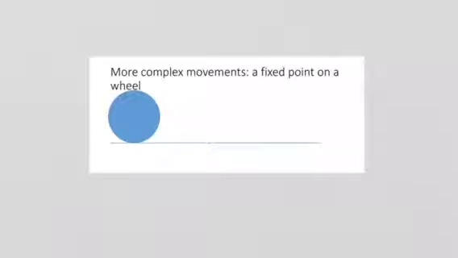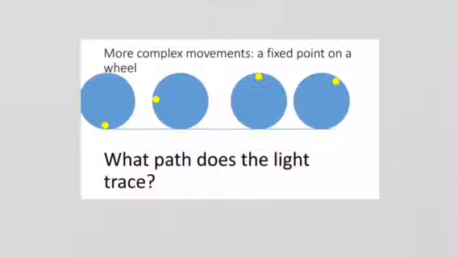So now we're going to get into more complex movements. So we're going to take a fixed point on a wheel. You can picture it as being like a bike light, right? A bike light that is attached to the bottom of the wheel. And the wheel is going to be moving, and the light's going to move with it. And I'm sure that you know that if I was presenting a real PowerPoint, of course I would have a good animation of this wheel moving. But we can just look at the progression here.